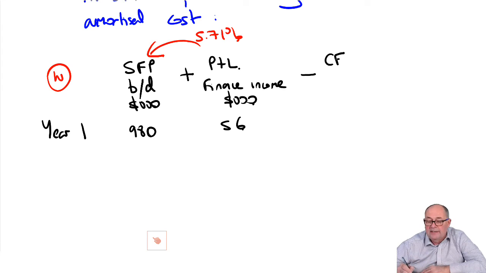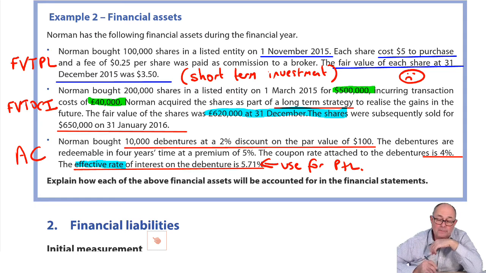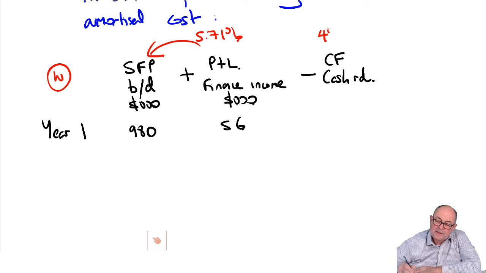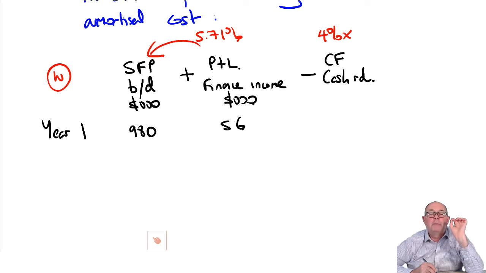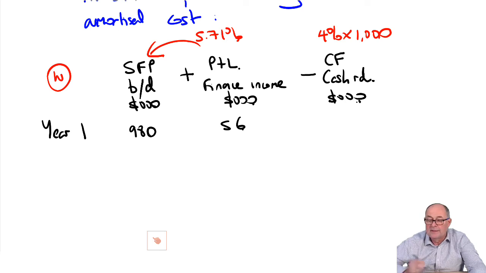Now I deduct any cash flow, because during the year the debtor will pay me money. So that's any cash which is received. You'll be given a rate for that as well. In this case, they call it the coupon rate. The coupon rate is 4%. That's always worked out on the nominal value of the loan. Before the discount, this was a $1 million loan. So if I round down, 4% of 1,000, the cash received is 40.